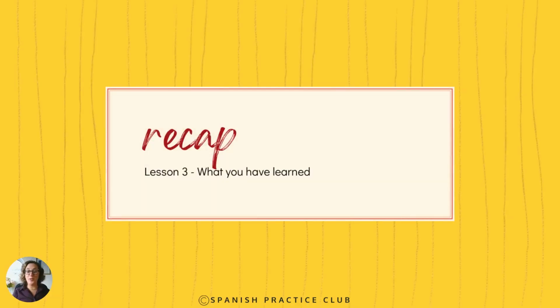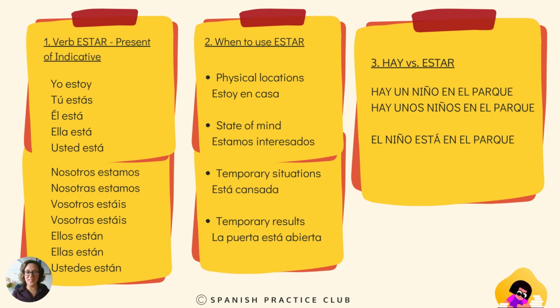Let's recap what you have learned in lesson number 3. We have learned the conjugation of the verb estar in the present of indicative. Yo estoy, tú estás, él está, ella está, usted está, nosotros estamos, vosotros estáis, ellos, ellas, ustedes están.